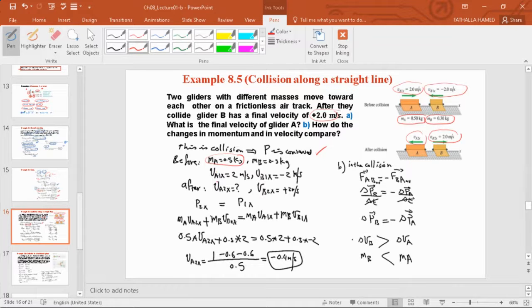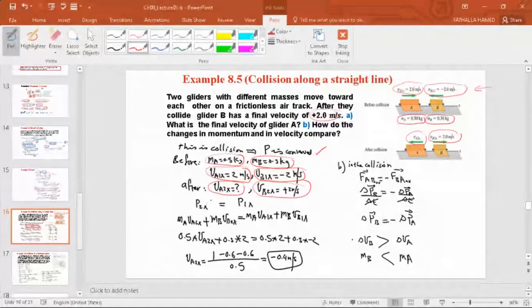The VA1x, that means 1 before the collision and x is along the x direction, will have 2 meters per second. And after, VA2x, that's what we want to find. Now, for B, the mass is 0.3 kilograms. The VB1x is minus 2 meters per second because it's coming to the left. And the VB2x is equal to 2 meters per second.